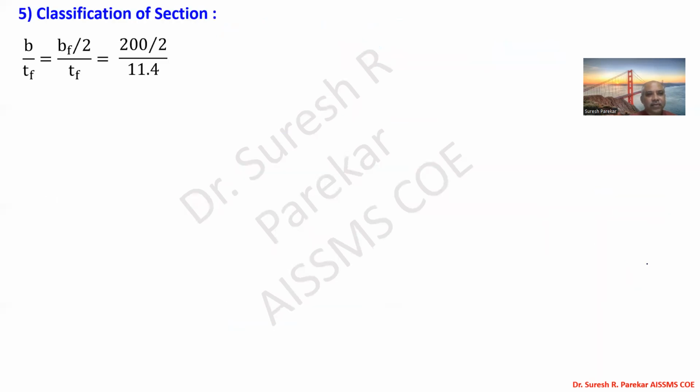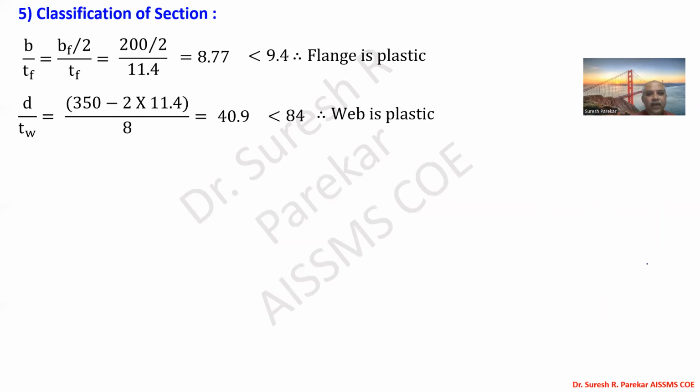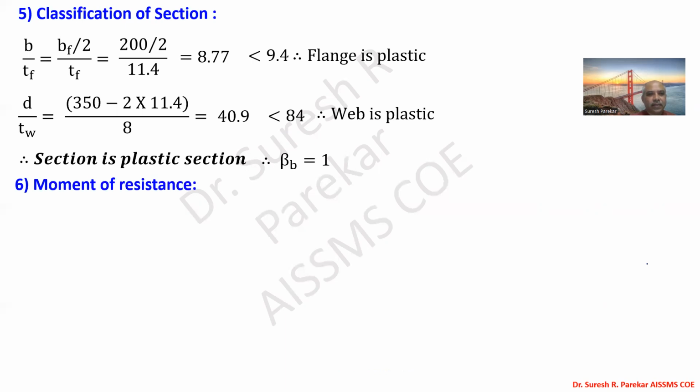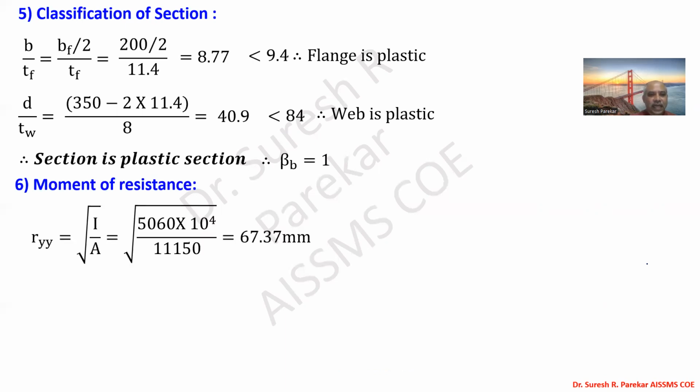Which will be my R minimum. Then classification of section: BF by 2 upon TF, 8.77 less than 9.4, plastic, and D by TW, 40.9 less than 84. Therefore the section becomes a plastic section. Then for moment of resistance, RYY, already I mentioned it. We have this as IYY divided by total area, it comes to 67.37. Now we have KL upon R, so KL 4000 upon R minimum, which is RYY, and this comes to 59.37.